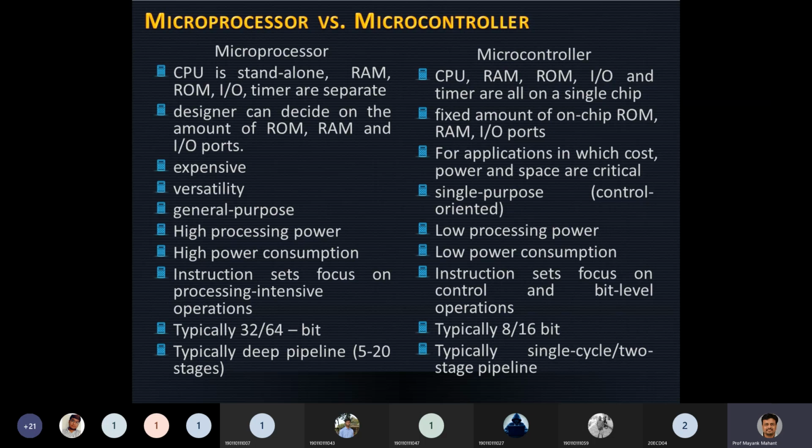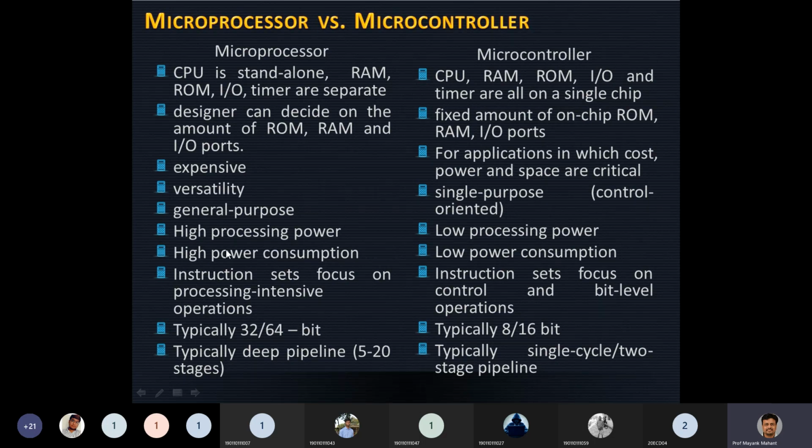Already we see that if I talk about a microprocessor, n number of applications can be opened at a single point of time. Different sections of a CPU can be allocated for performing different processing. But in case of a microcontroller, the processing power is very low. So this is the advantage of a microprocessor, and a disadvantage of a microcontroller.